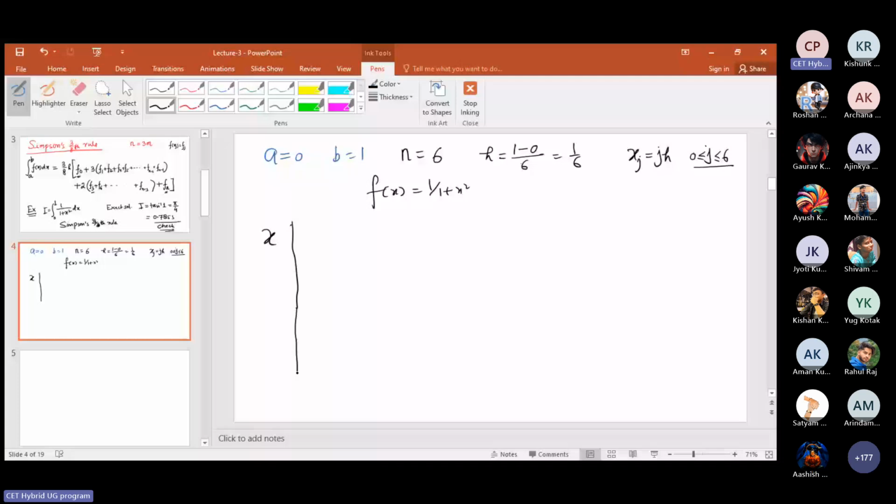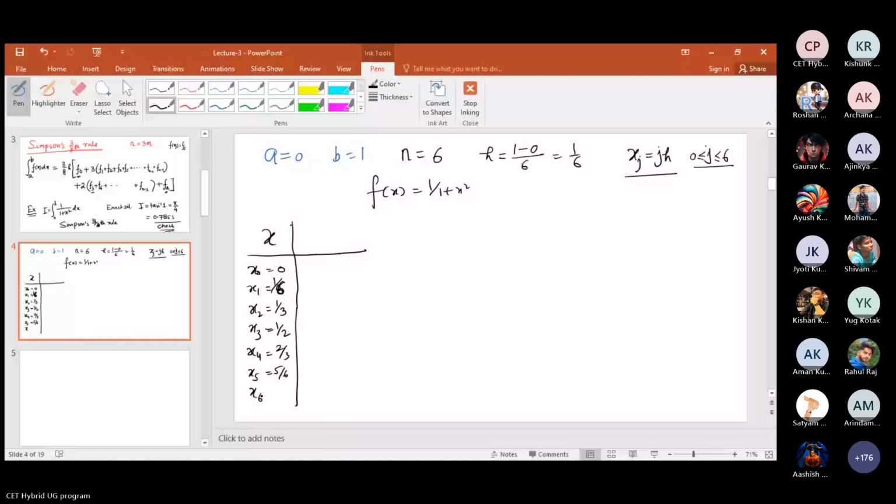X values are given by this one. X0, which is 0. X1, which is 1 by 6. X2, which is 2 by 6 or 1 by 3. X3, which is 3 by 6 or 1 by 2. X4, 4 by 6 or 2 by 3. X5, 5 by 6. And last one, x6 is equal to 1.